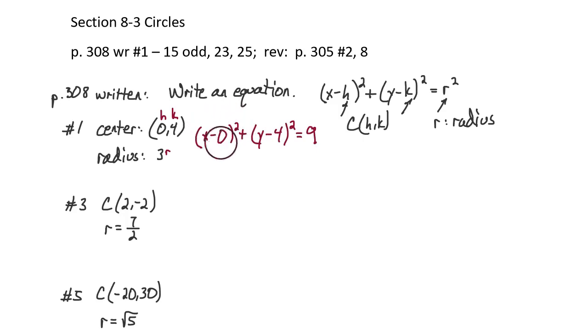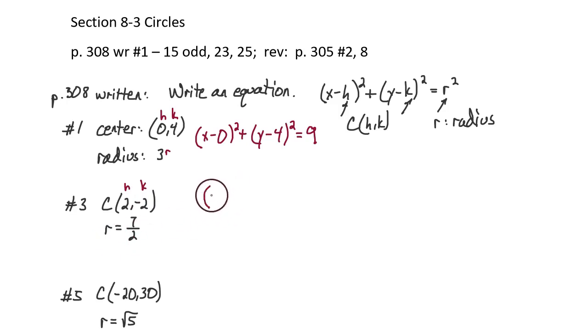If you want, on this first part, you can just write it as x squared, since the minus 0 doesn't really do anything. Then number 3, same idea. The center of the circle gives you the values for h and for k. And here's the value of r.